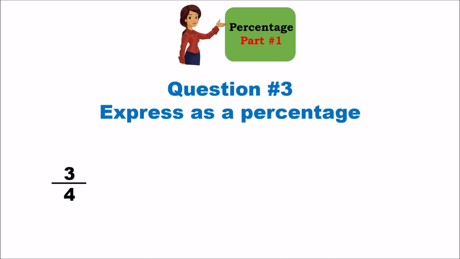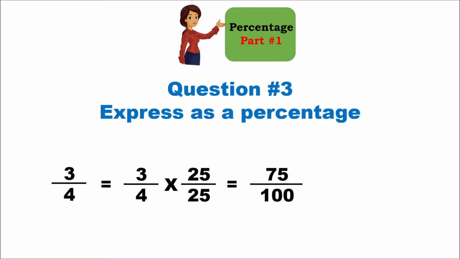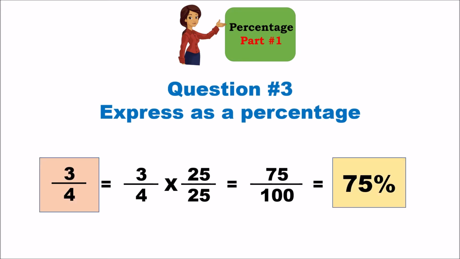So we take 3 upon 4 and multiply the numerator by 25 and the denominator by 25. Now 3 into 25 gives you 75 and 4 into 25 gives you 100. So now we've got 3 upon 4 converted into 75 upon 100. Because it's out of 100, we can say that is 75%. So we can say 3 upon 4 in terms of fraction is 75% in terms of percentage.